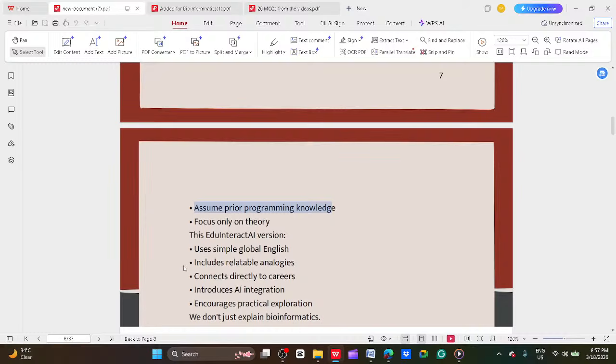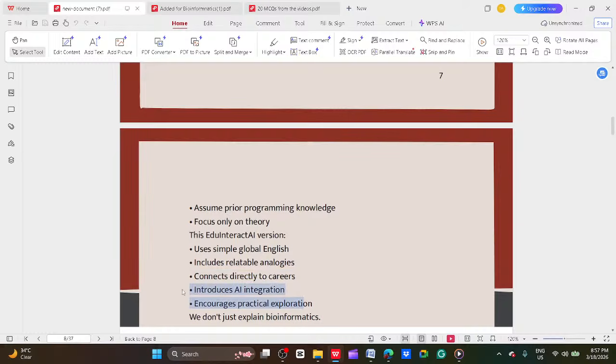with relatable analogies. It connects directly to careers. That is why I'm telling you, don't see bioinformatics as just a course, see it as a career in which you can specialize. Even after your school, you can specialize in it. You have job opportunities that you can get. Then it also introduces AI integration. By the time you are doing bioinformatics, you will make use of a lot of AI.